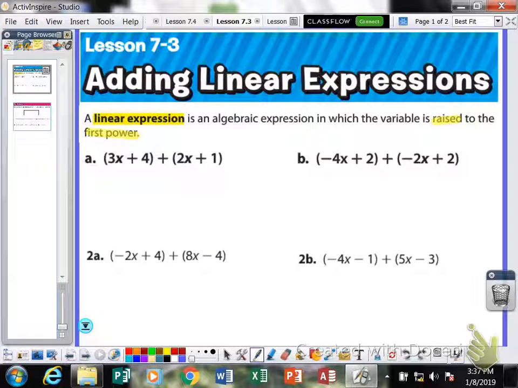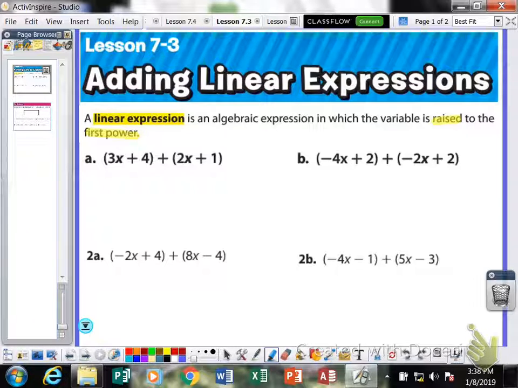In lesson 7.3, we are going to be adding linear expressions. Again, if there is any distribution on the outside of the parentheses, we must distribute that first, but we need to combine like terms. A linear expression is an algebraic expression in which the variable is raised to the first power. Now, I look at the first one. There's nothing on the outside of the parentheses in any spot, so I'm good to go.